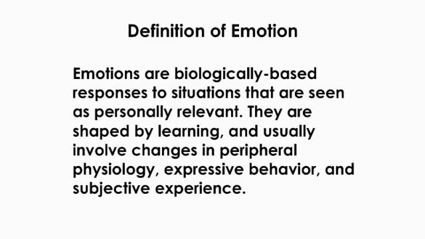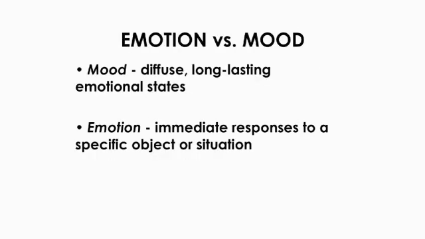So how might we define emotion, just to have some boundaries? We could say that emotions are biologically based responses to situations that are seen as personally relevant. They are shaped by learning and usually involve changes in peripheral physiology. Your hands are trembling or your heart is pounding. Expressive behavior, the intonation with which you speak, the facial expression that you have or see in others, and subjective experience. The emotions you have go with what you feel is going on inside you.